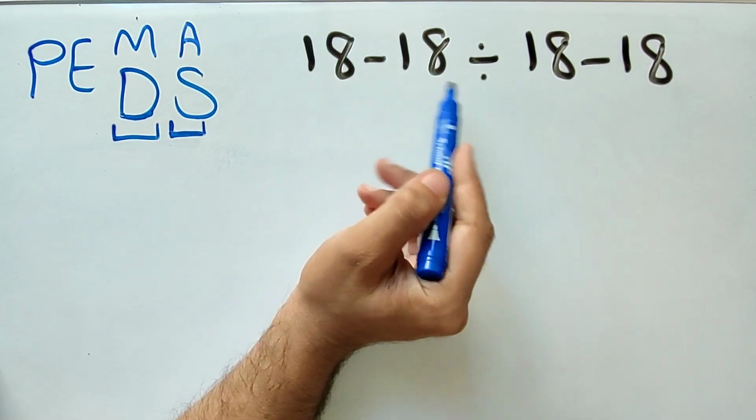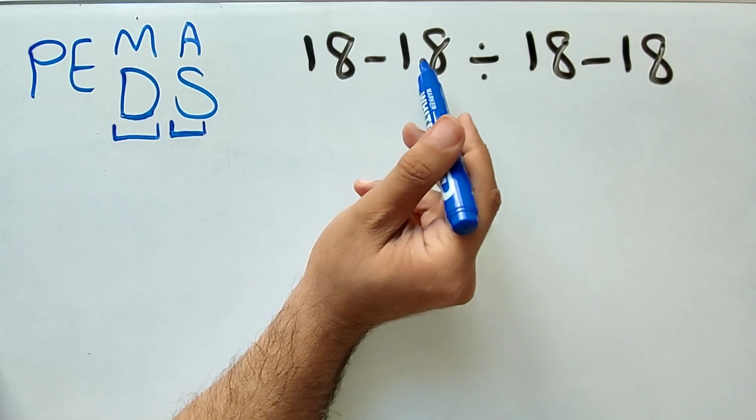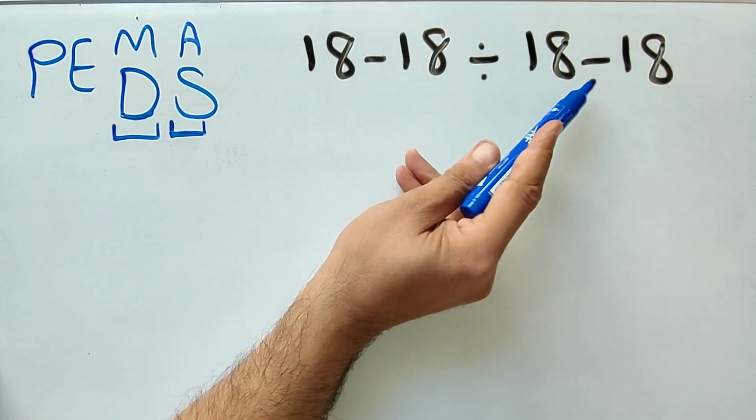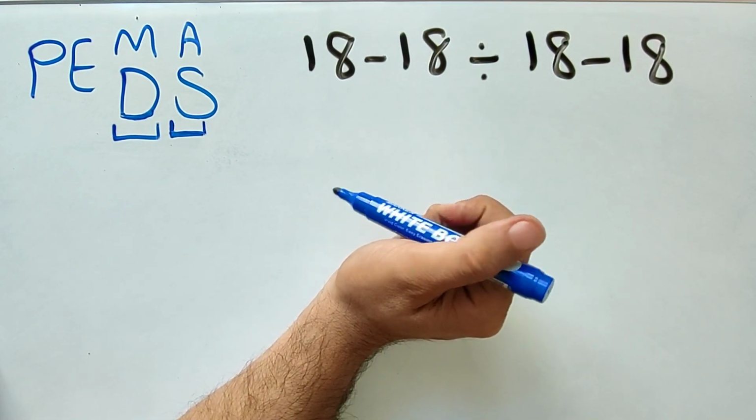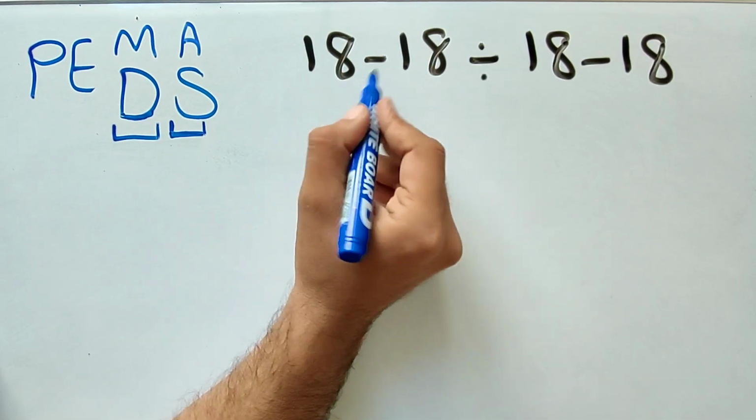Today I want to find the value of this expression: 18 minus 18 divided by 18 minus 18. Maybe you solve this math expression in this way.